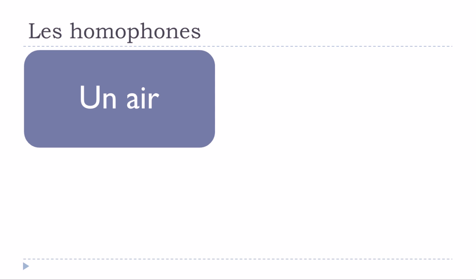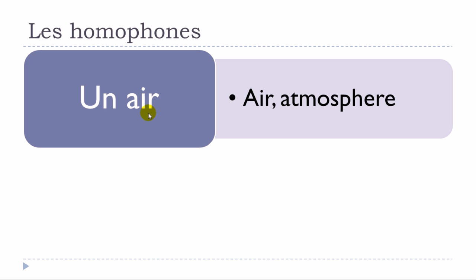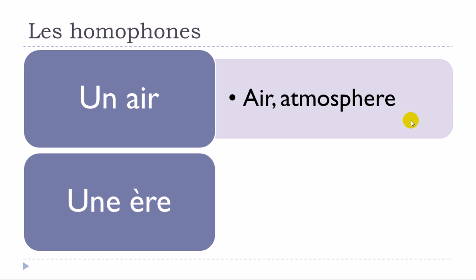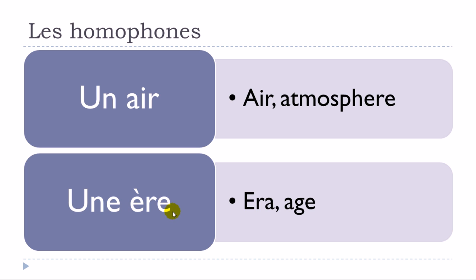The first one is un air. We'll make this little link between the two, un air. And here you've got the translation in English. And then you've got une air. You can see that you write it differently, but phonetically it's the same, une air. And this is the translation in English.